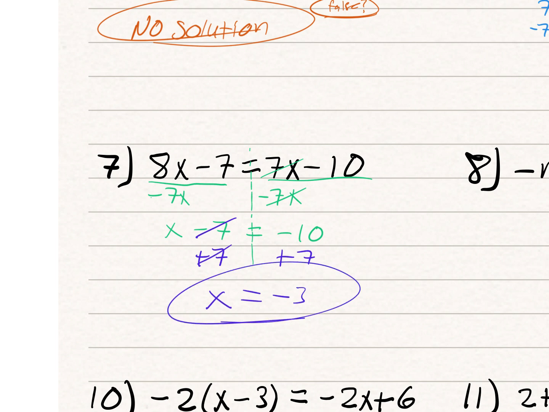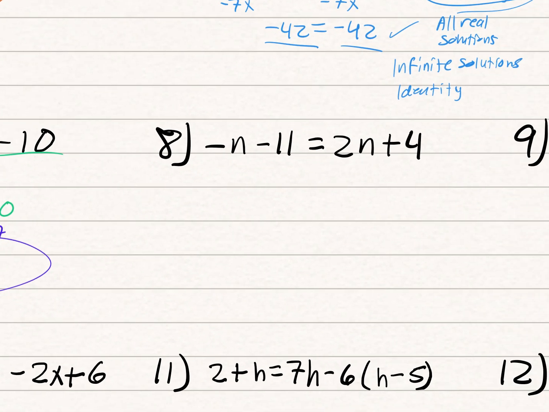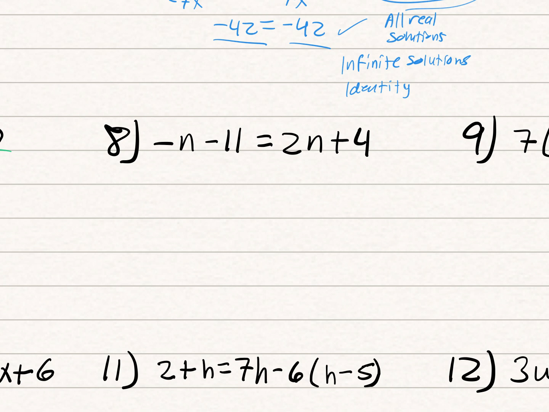And there's your answer. All right. Same thing with this one. Right, you look at either side of the equal sign. -n minus 11, can you do anything there? No. What about 2n plus 4? Again, nothing there, right? Nothing to distribute, no like terms.